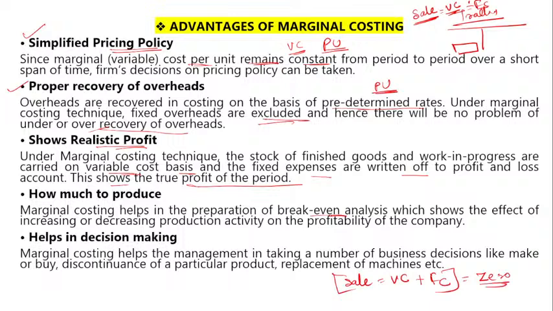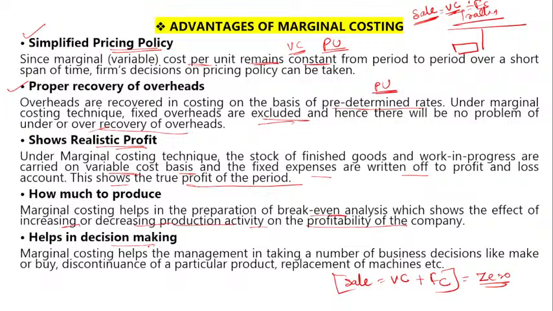That means the company is neither losing anything nor gaining anything. Okay, so this is the break-even point, and with the help of this break-even analysis, the company can know how much to produce, which shows the effect of increasing and decreasing production activity on the profitability of the company.